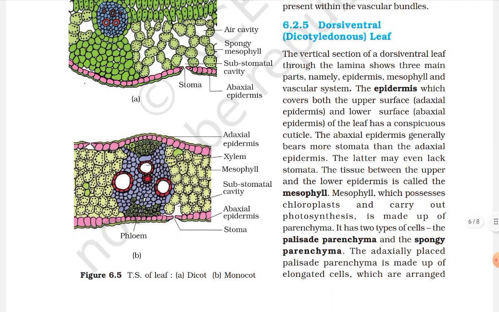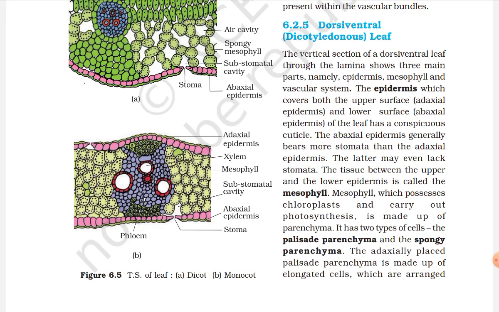Dorsiventral dicotyledonous leaf. The vertical section of a dorsiventral leaf through the lamina shows three main parts, namely epidermis, mesophyll, and vascular system. The epidermis, which covers both upper surface (adaxial epidermis) and lower surface (abaxial epidermis) of the leaf, has a conspicuous cuticle. The abaxial epidermis generally bears more stomata than the adaxial epidermis. The latter may even lack stomata.